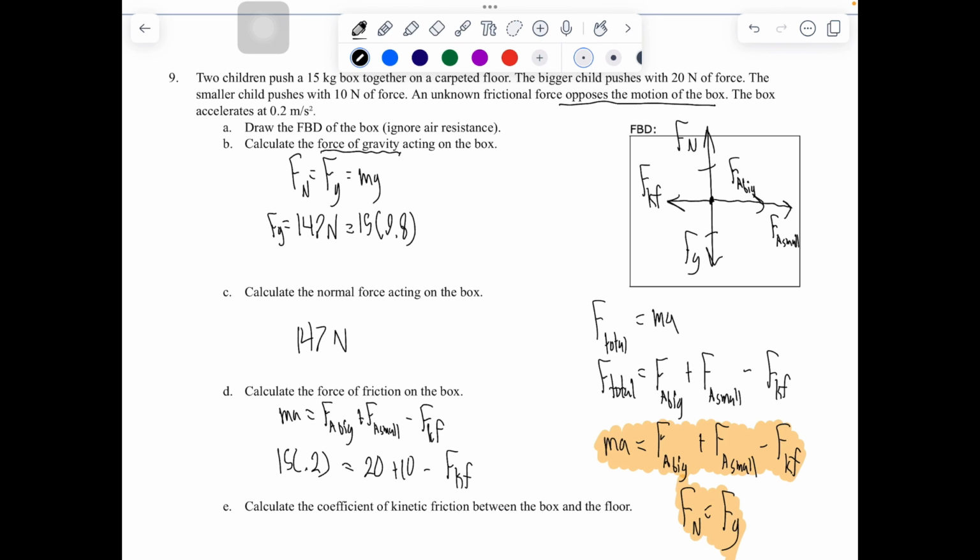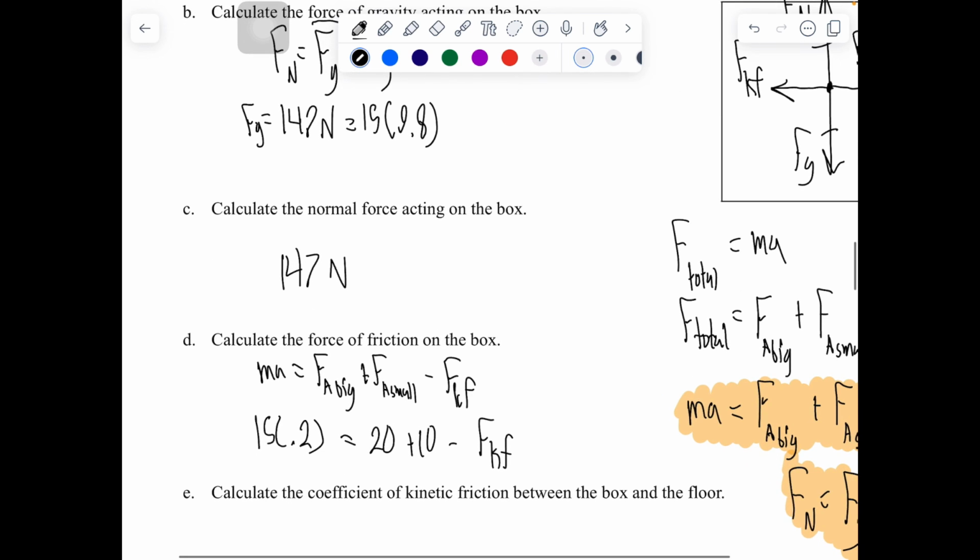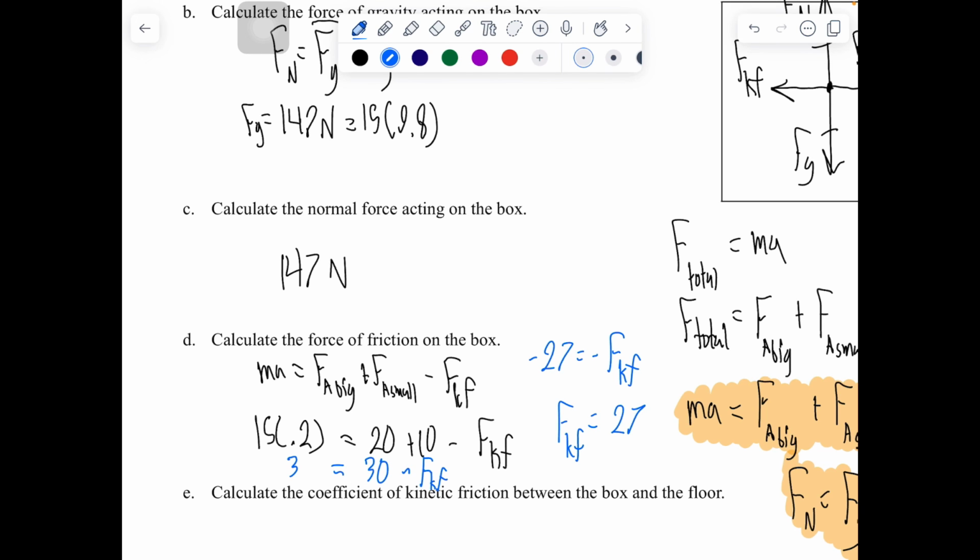Use this to solve. 15 times 0.2. I believe that is 0.3. Not 0.3. I mean, my brain is not working. 3. Excellent. So we could take this. We say, okay, in blue, this is 3 equals 20 plus 10 is just 30 minus your force of kinetic friction. Rearrange, and you'd say, well, if you subtract 30 from both sides, you get negative 27 equals your negative force of kinetic friction. So your force of kinetic friction is 27 newtons.